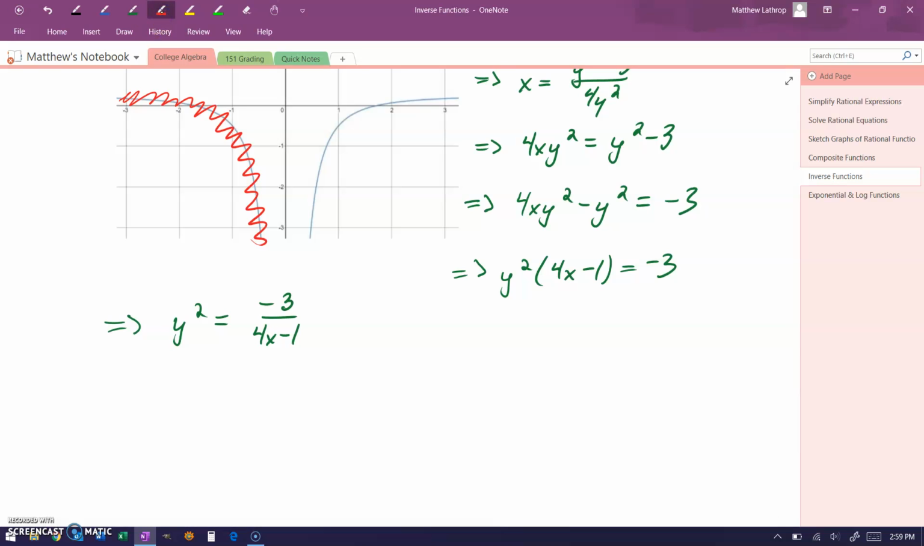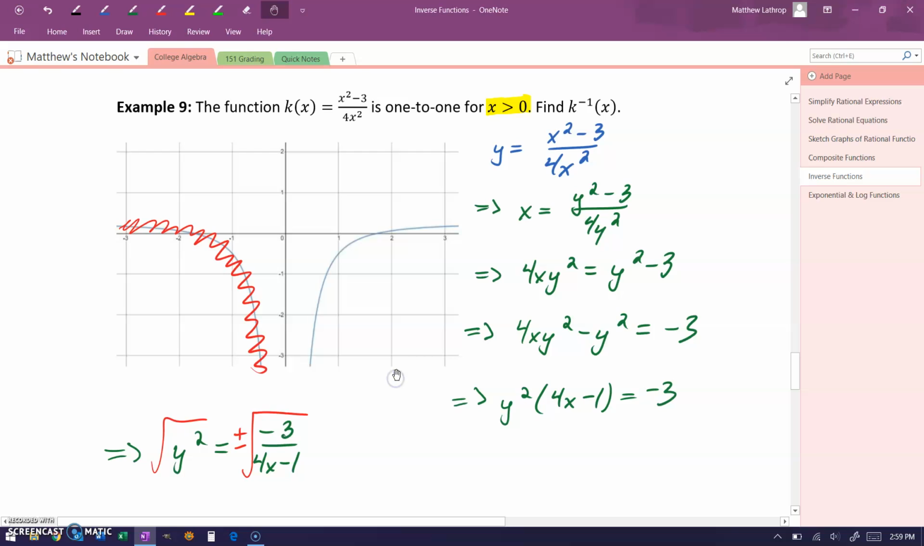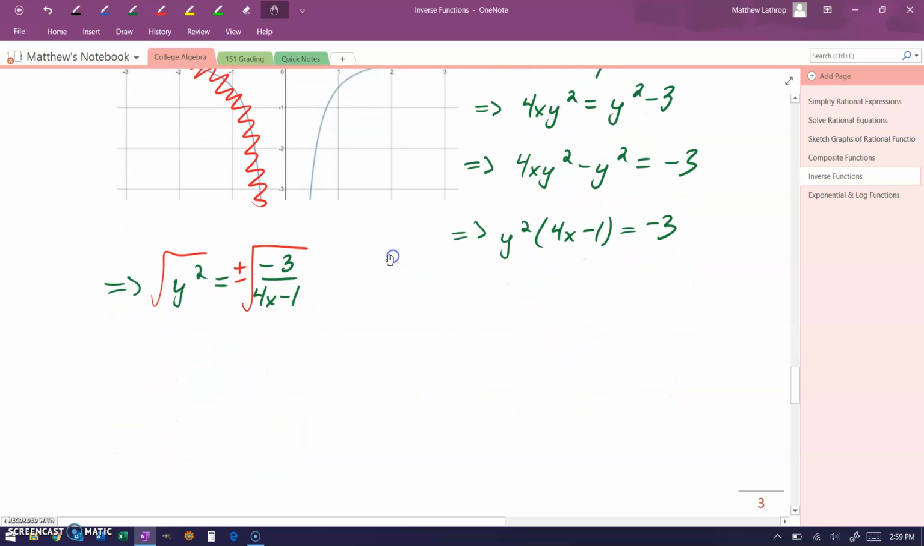From here, what we can do is take the square root of both sides. When we do, we introduce that plus or minus notation. In this case, though, we know that in the original function, we had to have x greater than 0. If that's true, then for our inverse function, we flip x and y, so y has to be greater than 0. So we only consider the positive result. We only consider y is equal to plus the square root of negative 3 over 4x minus 1.